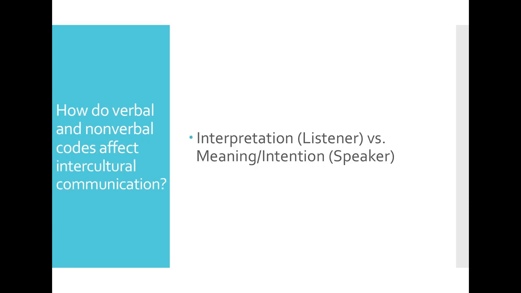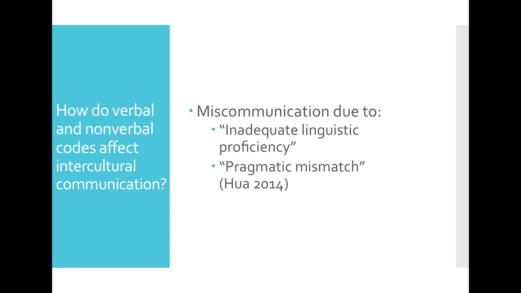In intercultural communication, verbal and nonverbal codes affect interaction. Bremer highlighted how meaning may be different from the perspective of the listener and the speaker. Thus, miscommunication happens. Hua identifies two factors that create a mismatch in meaning. First, we have inadequate linguistic proficiency, and second, pragmatic mismatch.